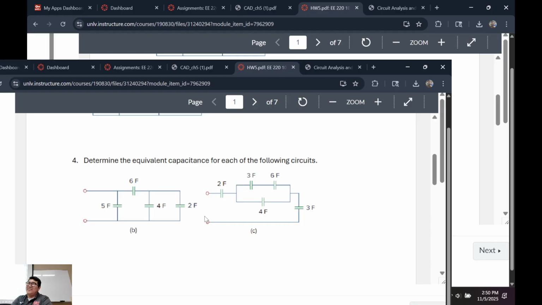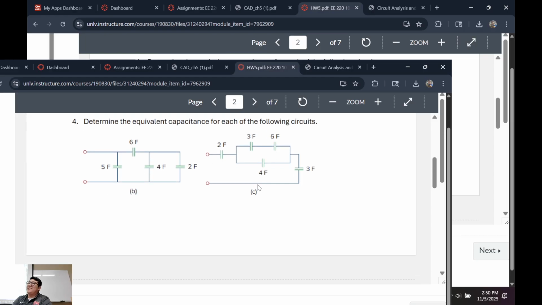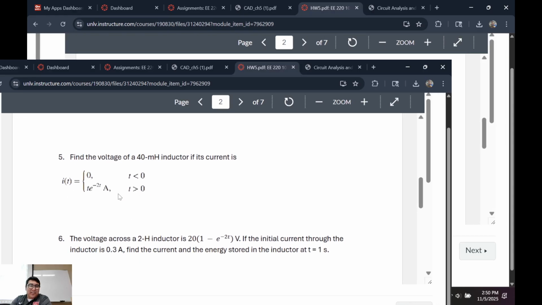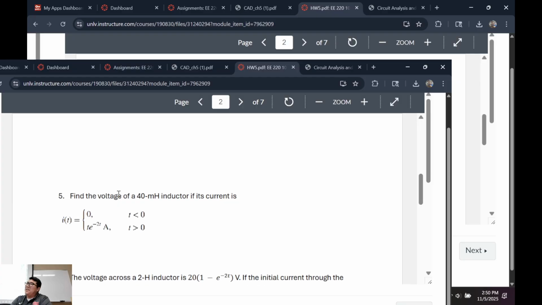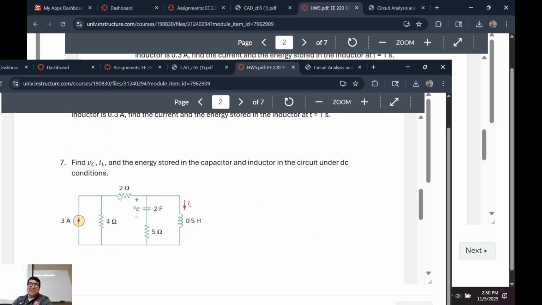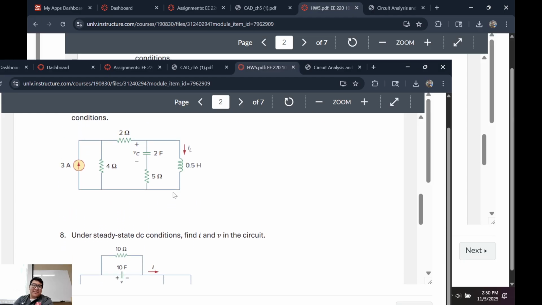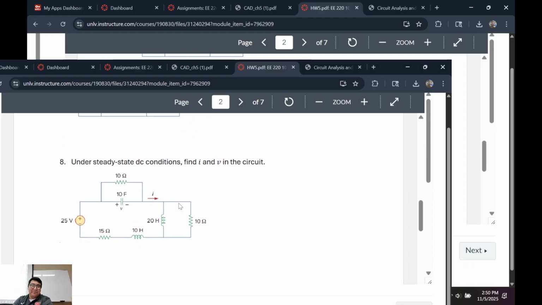You guys know how to do this one? Yeah, just parallel. Well, you got these parallel capacitors. You got these ones in series, just like resistors. Find the voltage of an inductor. Have you guys talked about inductors yet? Not really, not yet. Just starting. You'll realize there's a similar equation for that.